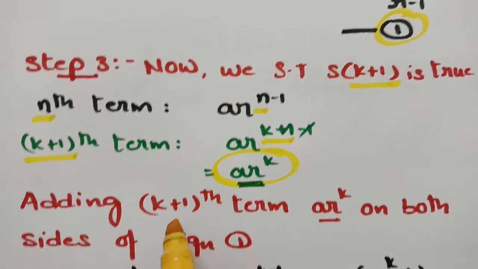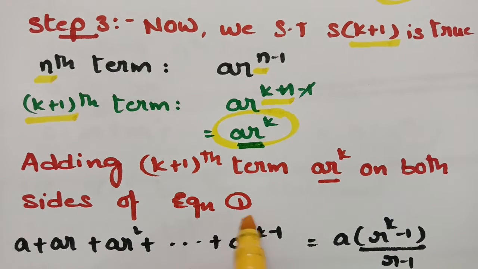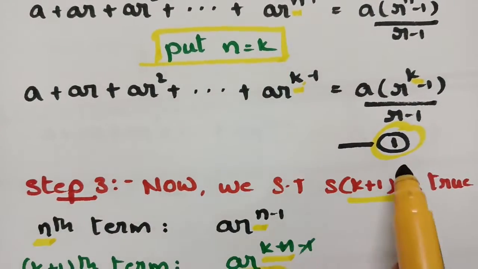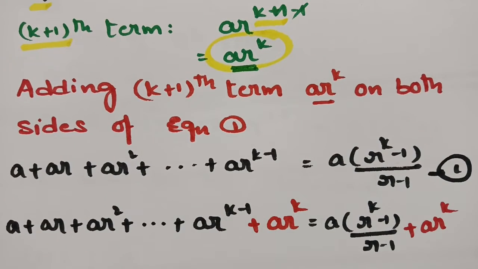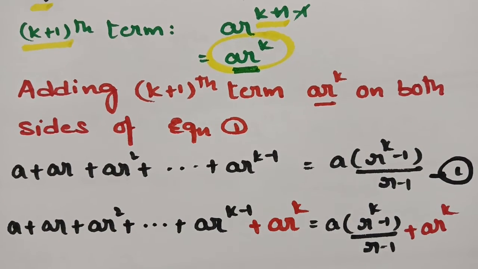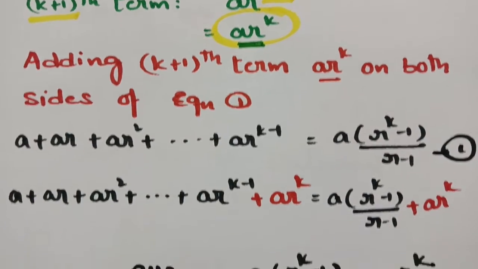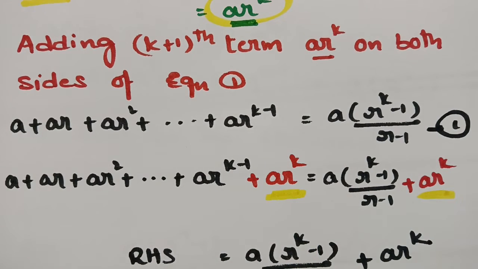Now adding the k plus 1th term, that is A r power k, on both sides of equation 1. What is our equation 1? This is our equation 1 after keeping n is equal to k. So in this equation, I have to add the k plus 1th term. What is our k plus 1th term? A r power k. Now in this equation, I have added A into r power k on both sides of equation 1. Clear? And now what will be the RHS part?